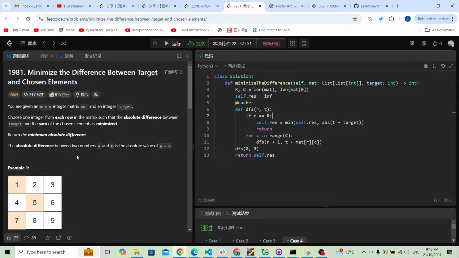Hello, welcome. Let's try to solve another LeetCode problem. 1981, the difference between target and chosen elements. So the problem is easy to understand.